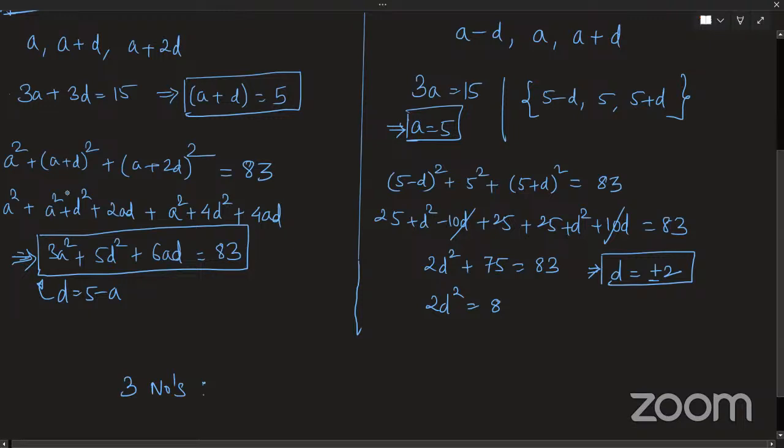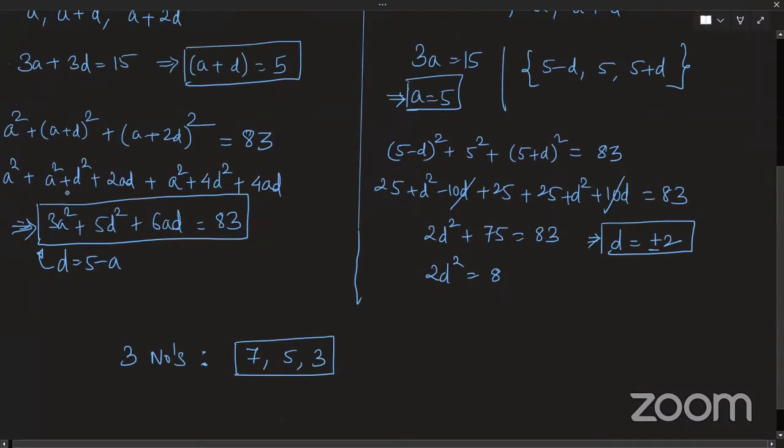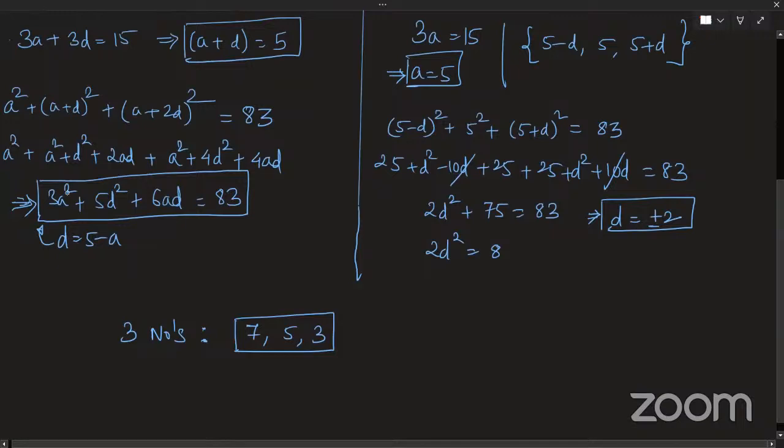7, 5, 2, sir. Are you sure? 3, sir. 3, correct. Minus 3, 8, 13? No. How does it go in minus? Tell me, which one? We have d value plus or minus. 3, yes. So 3, 5, 7. Yes, correct. So this one will be for d is equal to minus 2, and this one will be for d is equal to 2, right?